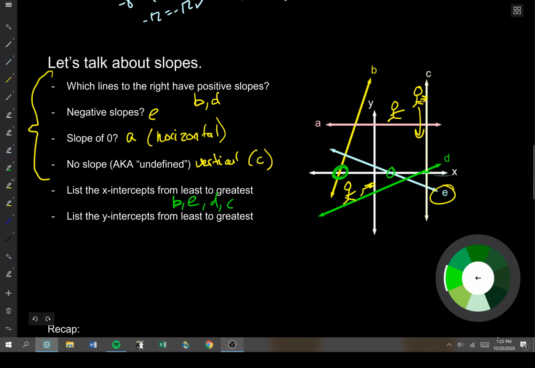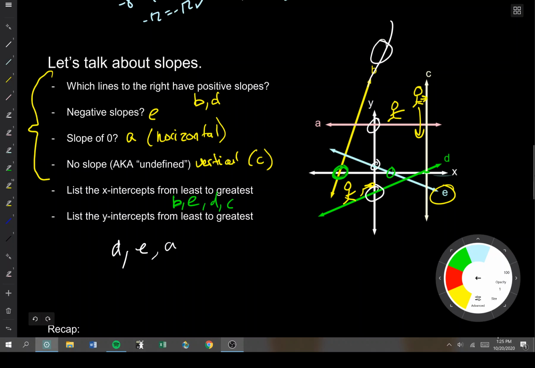The y-intercepts from least to greatest are going to start here and go up. So my first one is D. My second one is E. The third one is A. And the fourth one is actually way up here because this line continues, so it's B.